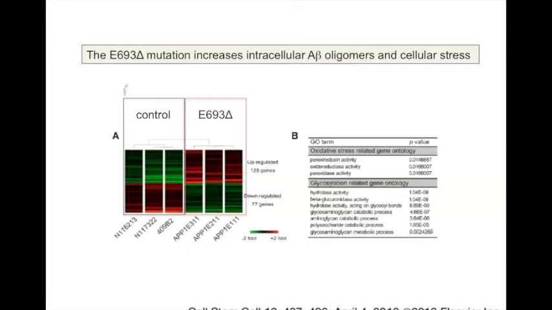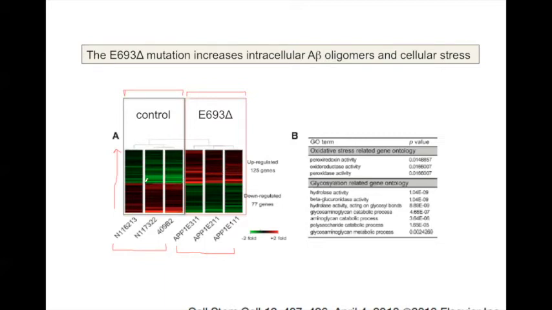Here are our control neuronal cell lines. There are 3 of them. They've been coded differently. And here are our E693 delta neuronal cell lines derived from the induced pluripotent stem cells. And what you can see is very opposite patterns of gene expression. When we look along the rows going this way, each and every row as we move up is a gene. And of course, the columns are the 3 different cell types in each case.